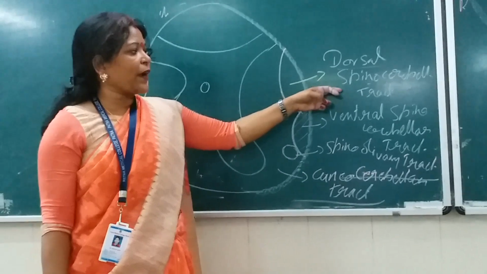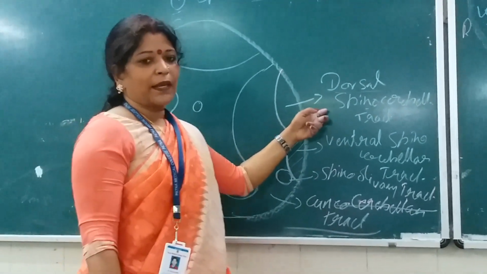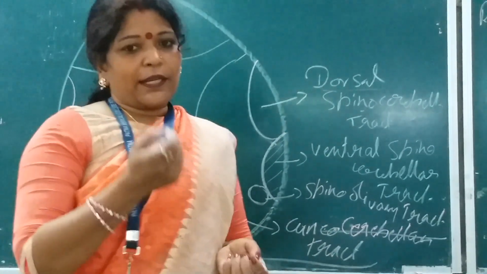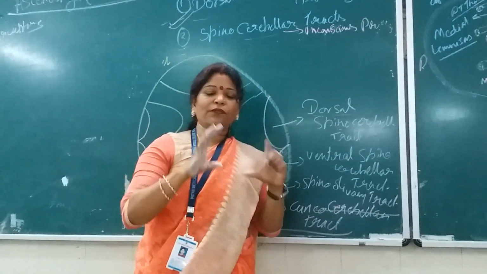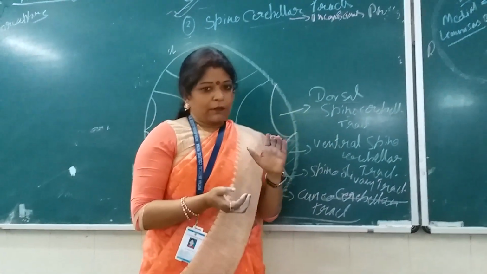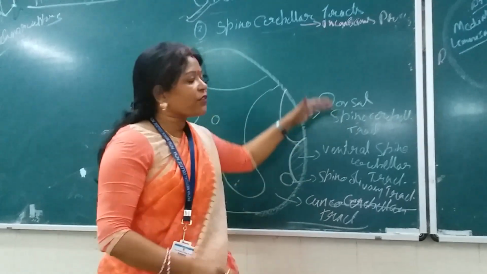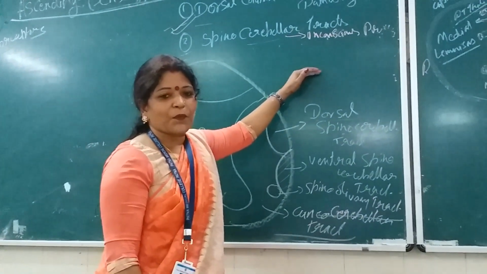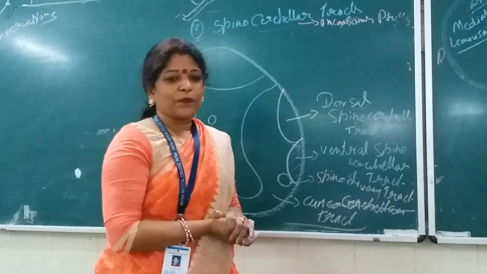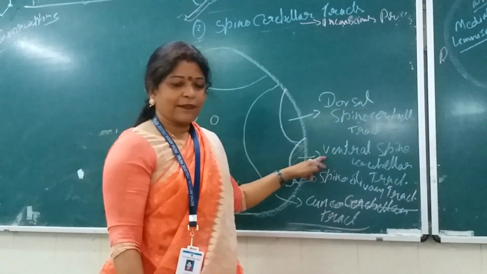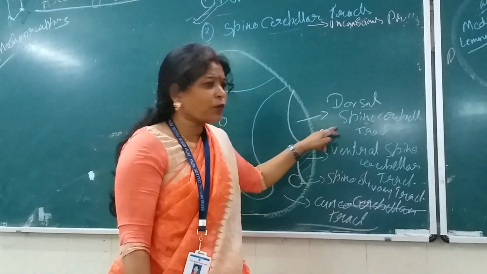Now come to them one by one. This dorsal spinocerebellar tract, which part of the body is it arising from? The unconscious proprioceptive impulses will reach the cerebellum. Anyone? Third lumbar segment of the spinal cord. Third lumbar segment, yes. But it is not only the third lumbar.